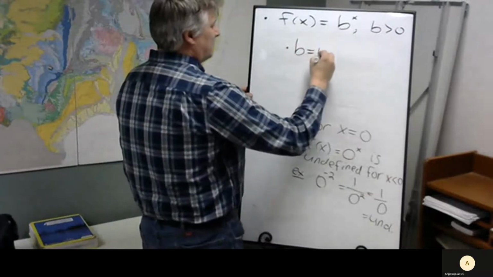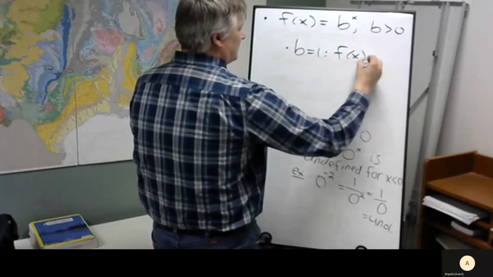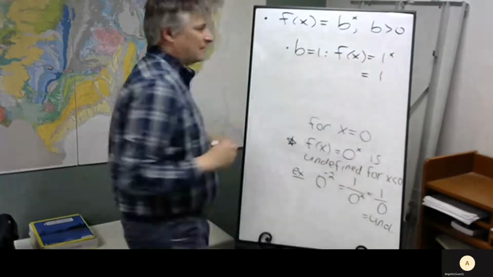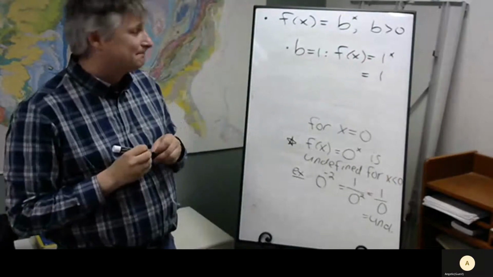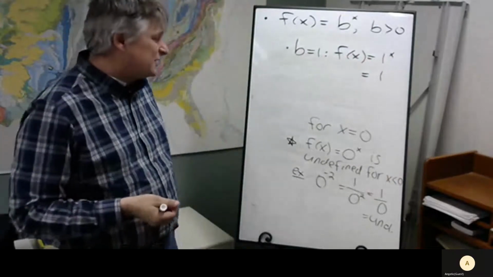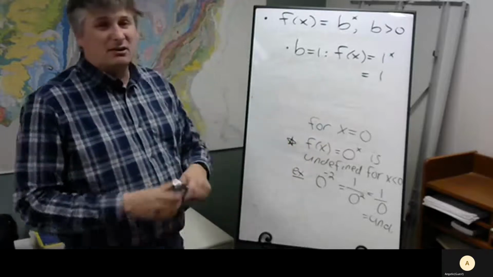If we let b equal 1, f of x will be 1 to the x, and that's just going to be equal to 1. So it's, again, not a very exciting function. At least it doesn't have all the problems with b being equal to 0. Just not a lot going on here.